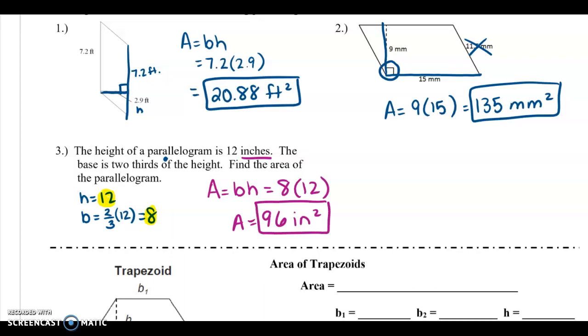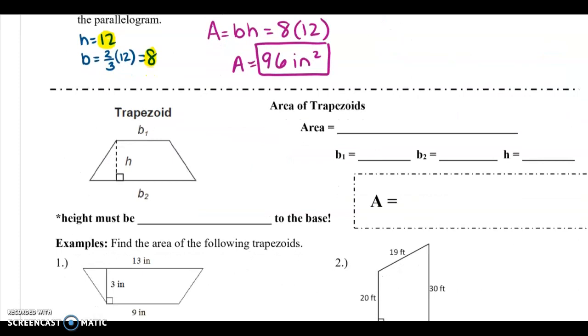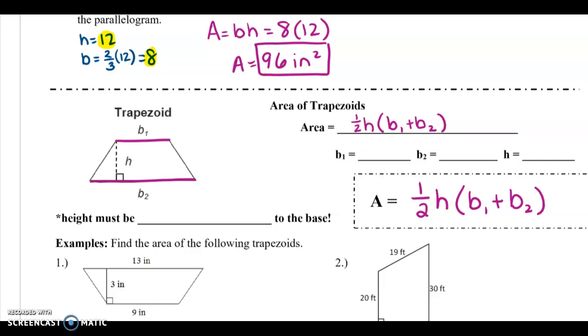Trapezoid. Now trapezoid is the longest out of all of our formulas. So trapezoid, the area is the amount that's inside of it. It's 1/2 times the height times the sum of the bases. Okay, so we're going to fill that in. 1/2 times the height, and then you have to add the two bases together. So the 1 and 2 aren't exponents. They're just saying base 1 and base 2. Base 1 is usually the smaller of the two bases. Base 2 is usually the longer of the two, but they can go hand in hand.